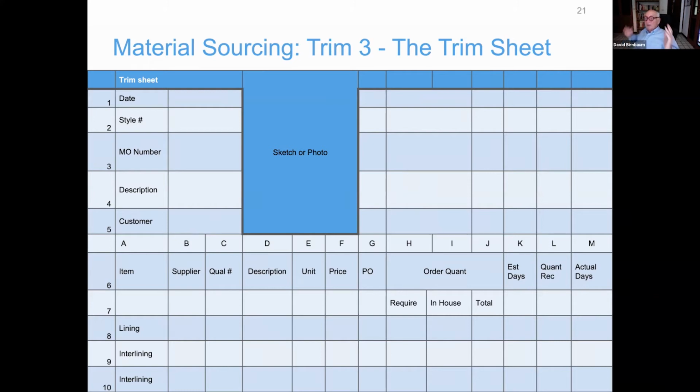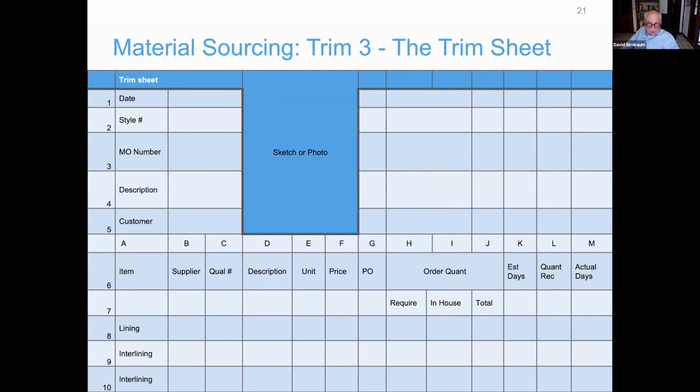Now, when the goods finally arrives, how many days did you estimate before you get delivery? Some items could be 2 days, some could be a month, depending on what you're talking about. How much should you receive? And how many days did it take? You need this information going forward for the job costing, which Matthias talked about before.